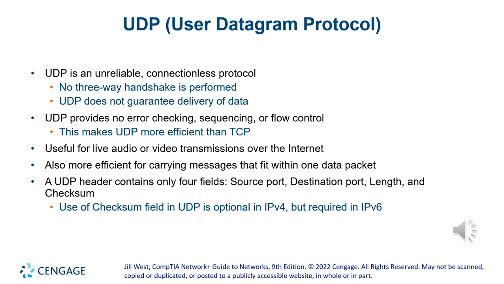Now UDP, on the other hand, is a datagram. It's a user datagram. It is unreliable. It's called a connectionless protocol. TCP is a connection-oriented protocol. UDP is a connectionless protocol. It doesn't require a three-way handshake. And because it doesn't have that, UDP does not guarantee the delivery of data. UDP has no error checking, no sequencing, no flow control, nothing. All it does is send information and just send it out. If you received it, you're fine.